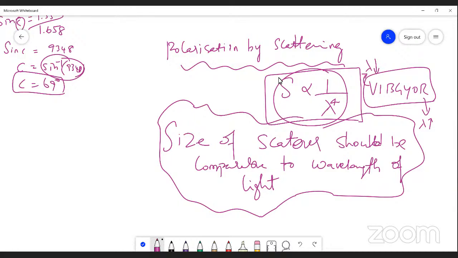So scattering is maximum for violet and indigo, but the human eye is not very sensitive to these two colors, so we only consider blue. Compare red and blue: the wavelength is minimum for blue and maximum for red. So which color has the maximum scattering?